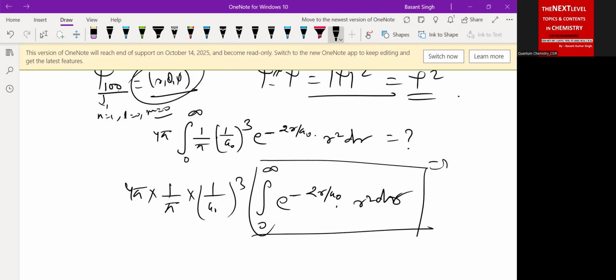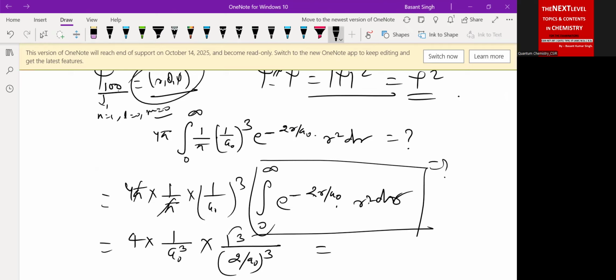Now the integration of this is pi, then 4 into 1 by a naught cube into gamma 3 divided by 2 by a naught to the power 3. So this is equal to 4 into 1 by a naught to the power 3, and this is factorial 2, divided by 8 into a naught cube. So by cancelling out, this becomes 1.